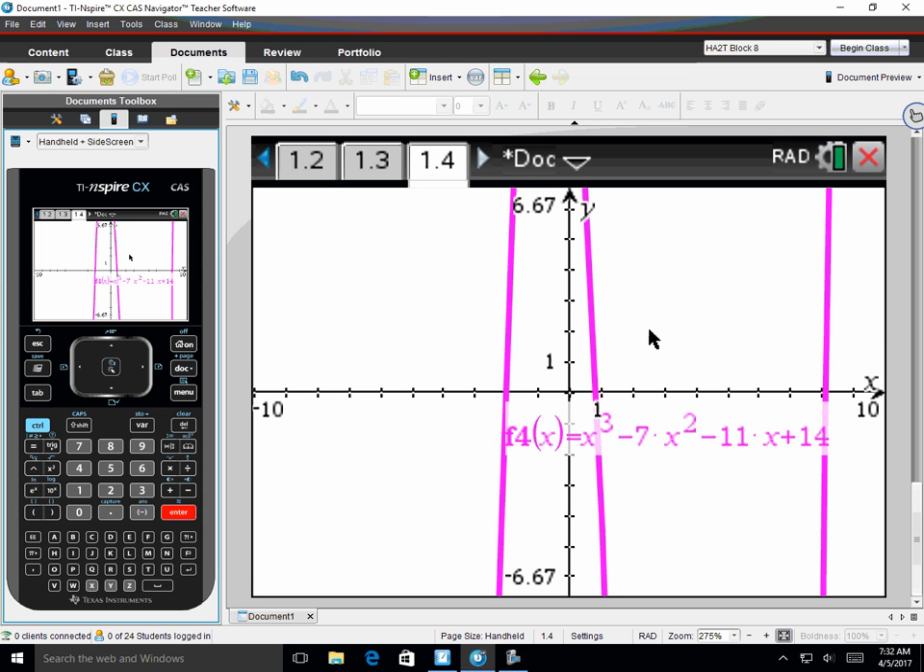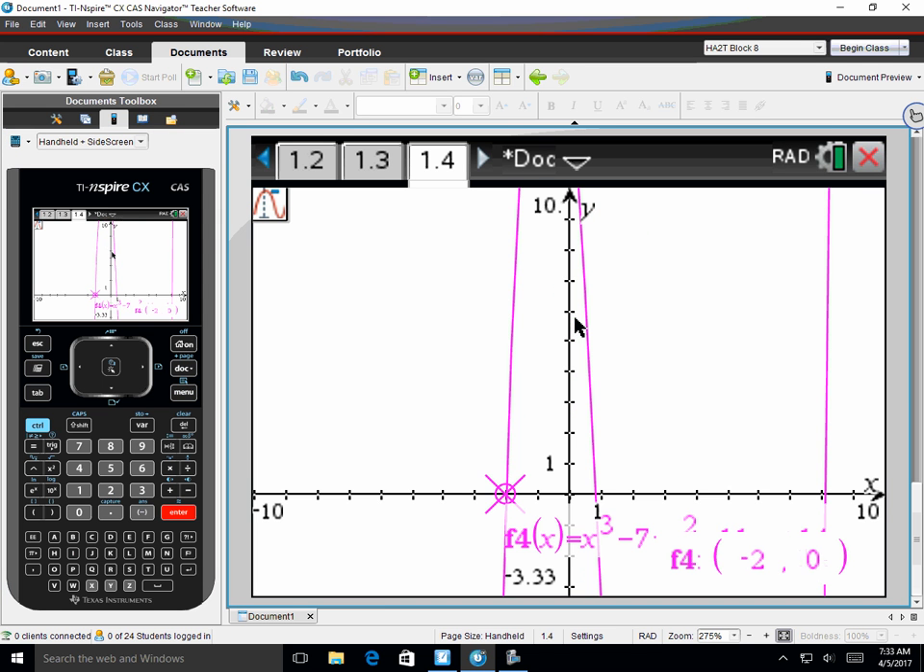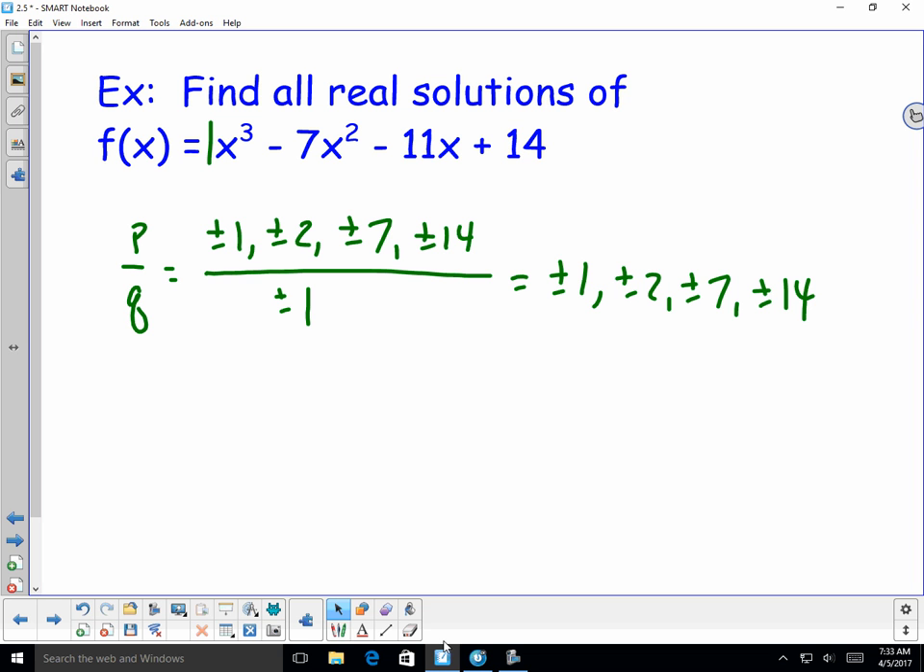So remember, we made our list. I don't know what this one is. It looks like it's going somewhere between 0 and 1, but it sure looks like it's maybe crossing at -2. Let's test that with menu, trace, graph trace, type in a -2. That sure looks like a winner. So let's go back here and try -2 in synthetic division.